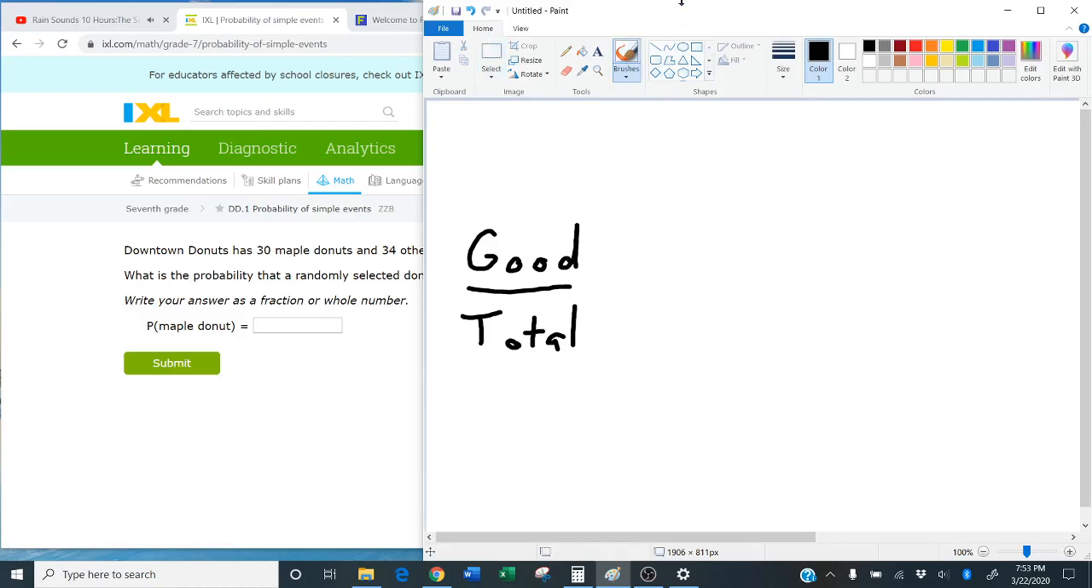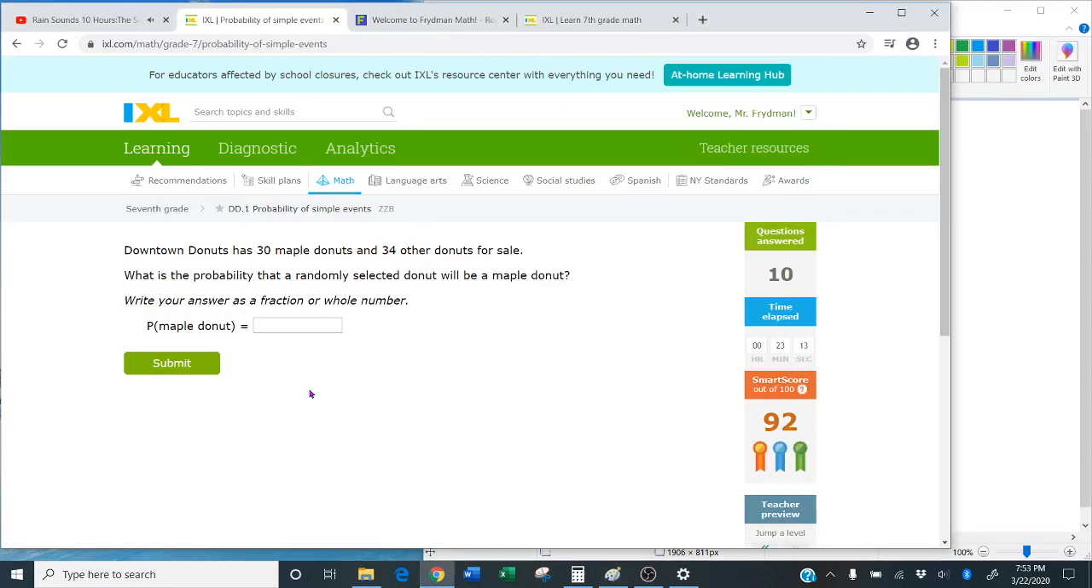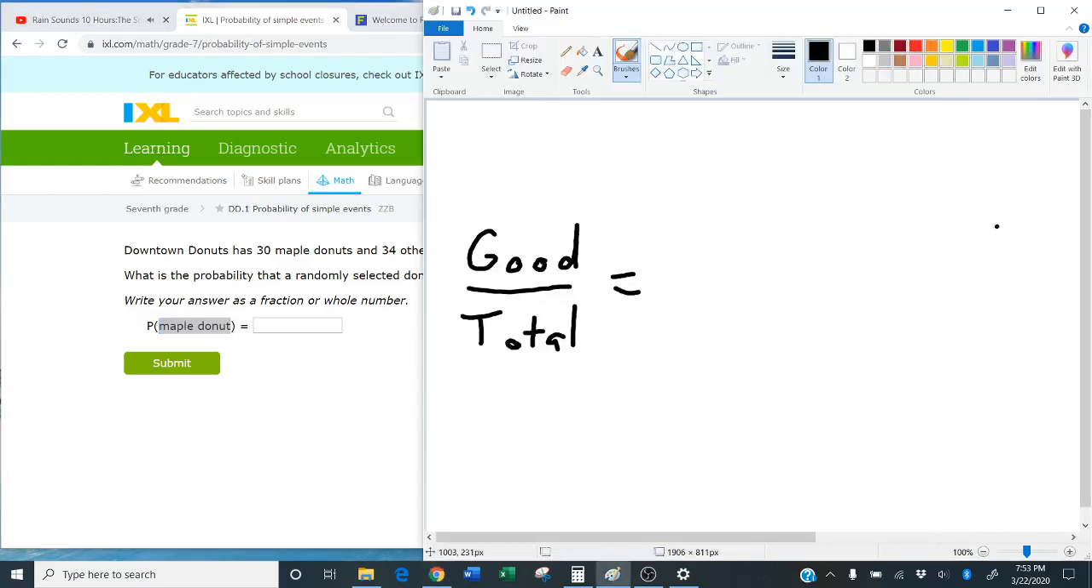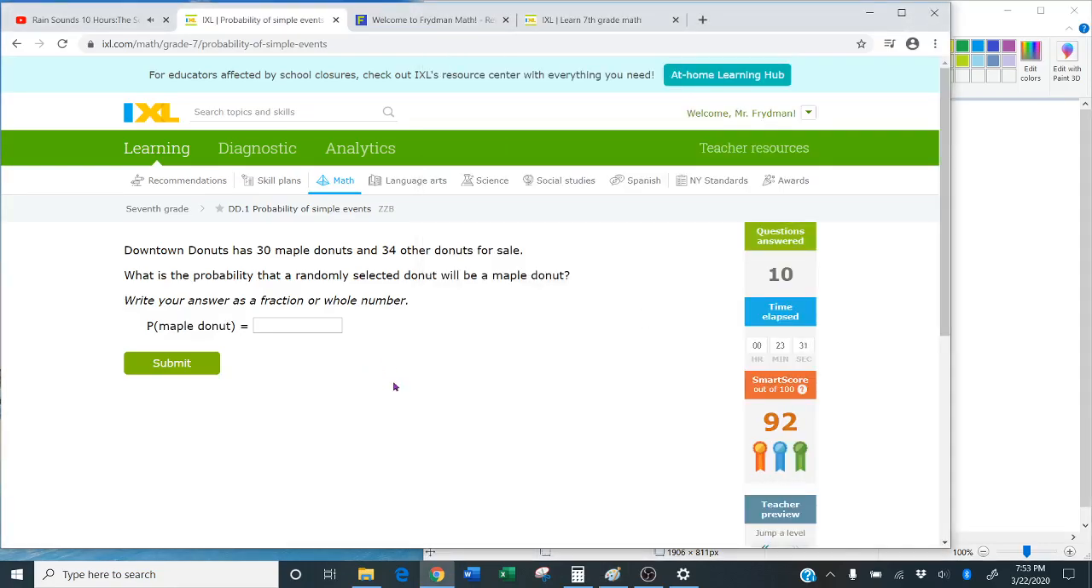Right. Okay. So what kind of donuts do we like? Well, I like jelly donuts, but apparently IXL likes maple donuts. So we're going to put the maple donuts in the numerator here. We have 30 maple donuts. And for the total, what's the total number of donuts?